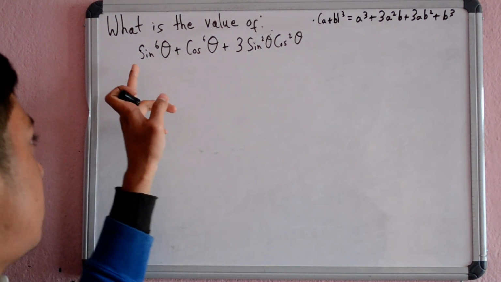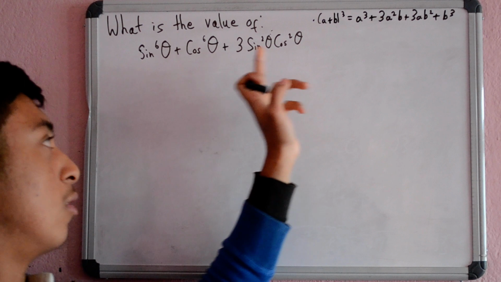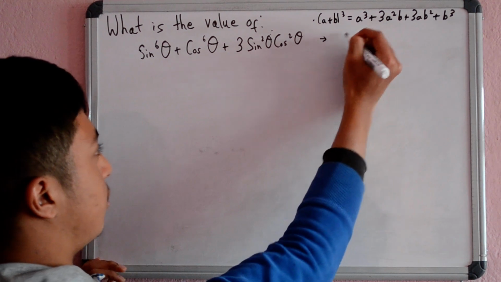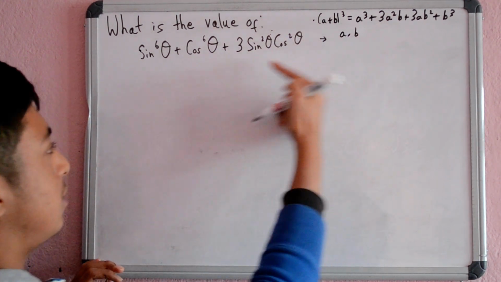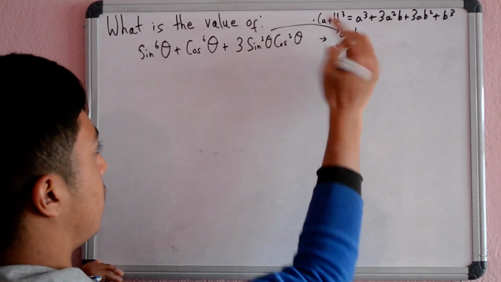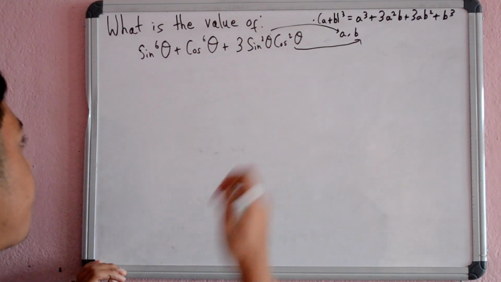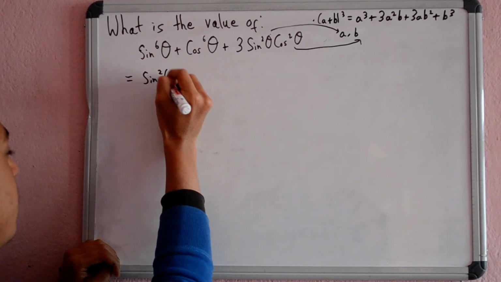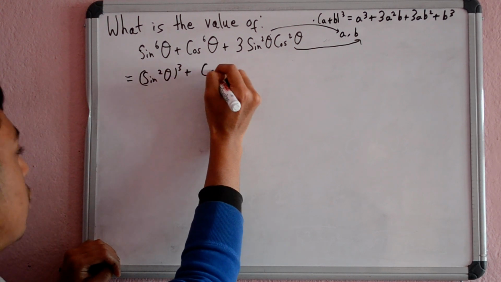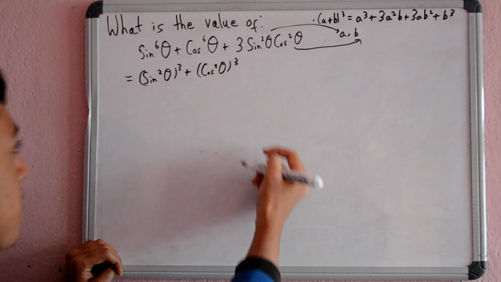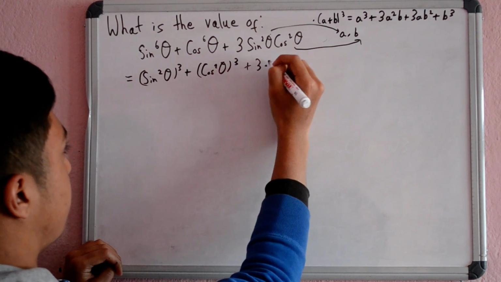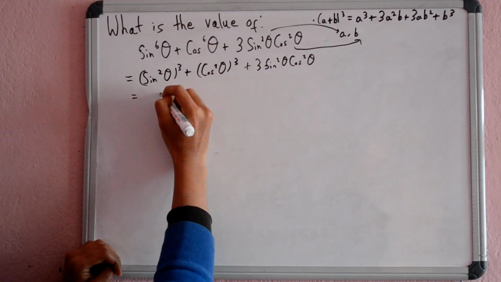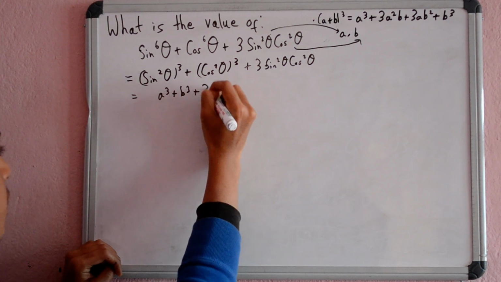So, what we have is sine to the power 6 theta plus cos to the power 6 theta plus 3 sine square theta cos square theta. Let's just write sine square theta as a and cos square theta as b. We can rewrite sine to the power 6 theta as sine square theta whole cube, plus cos square theta whole cube, plus 3ab. So this is just a cube plus b cube plus 3ab.